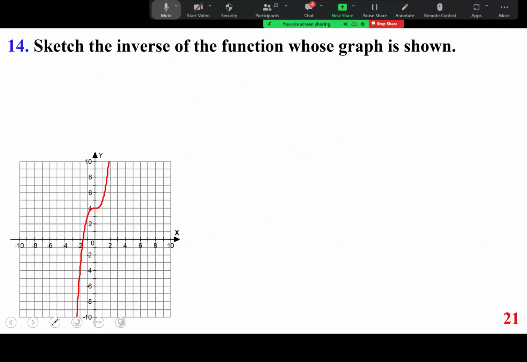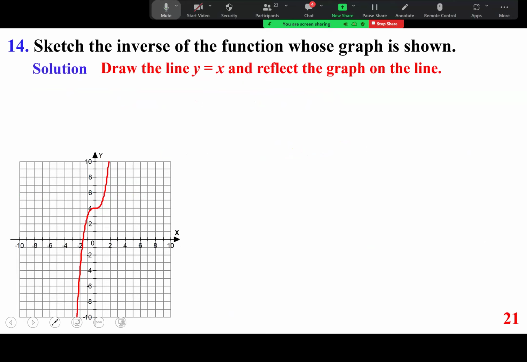Sketch the inverse of the function whose graph is shown. We can draw the line y equals x and reflect the graph on the line, meaning just pick up a few pairs and then find the inverse. For example, and always go with easy points. For example, this point has coordinates -2, -4. So -2 comma -4 is part of the f of x function. So that means -4, -2 belongs to f inverse.